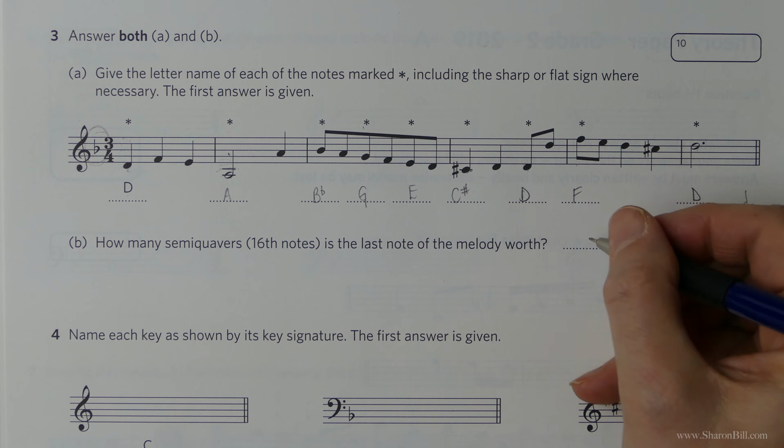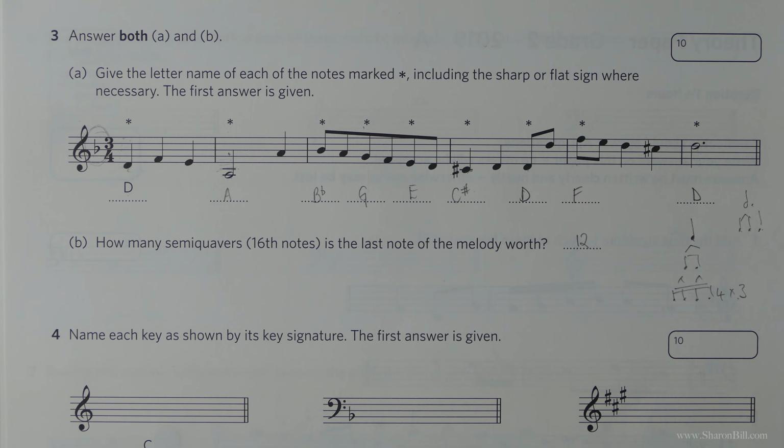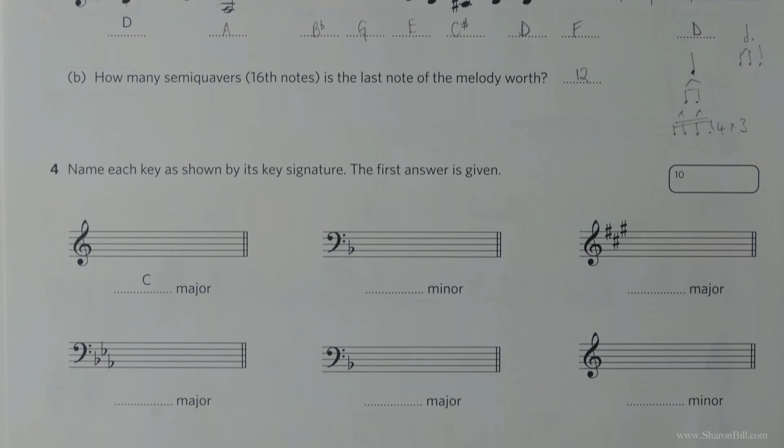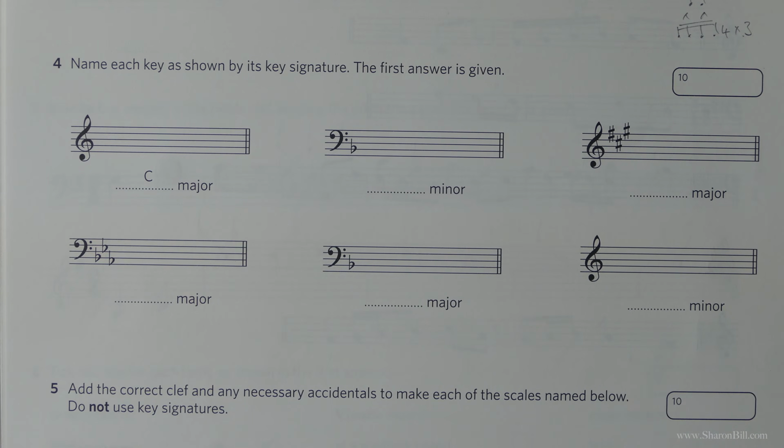4 3s are 12. There we go. So let's press on to the next question. So question 4 is a little bit of work on key signatures.